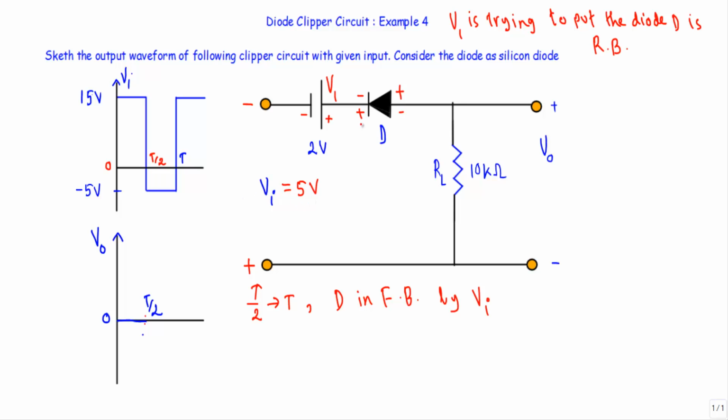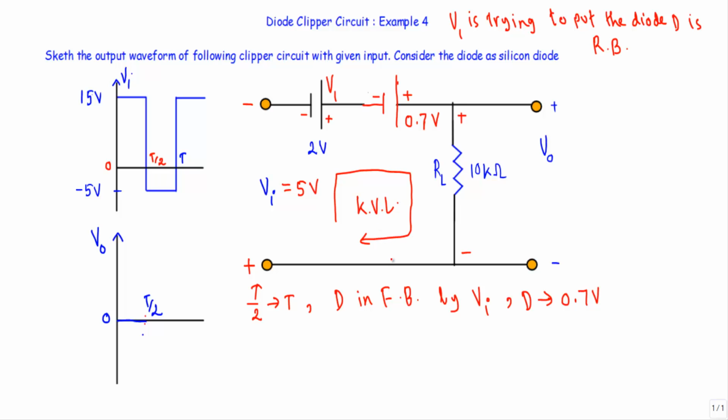Therefore, I will replace the diode D with a voltage source of 0.7 volt. After replacing the diode D with a 0.7 volt source, you will see I will have a circuit like this. In this circuit, we are taking the output across load resistor RL with this terminal positive and this terminal negative. Now see, if I apply Kirchhoff's voltage law in this loop, I will apply KVL in the loop. I will get the output voltage.